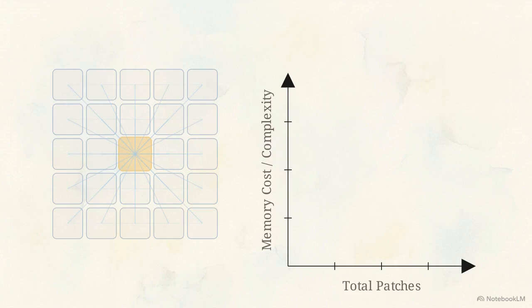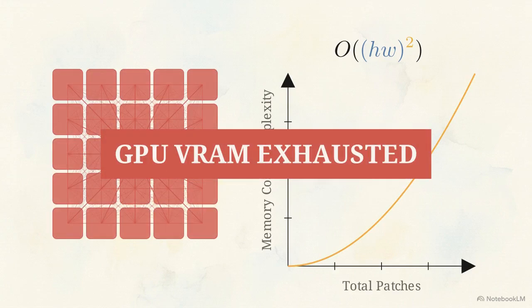They calculate global self-attention across the entire visual sequence. This operation forces every individual patch in the image to explicitly calculate its semantic relationship with every other patch simultaneously. This chart shows the mathematical consequence of that design. Notice the squared term in the big O notation. The computational complexity of global attention scales quadratically with respect to the total number of patches. Doubling the input resolution quadruples the memory cost, instantly exhausting GPU VRAM.